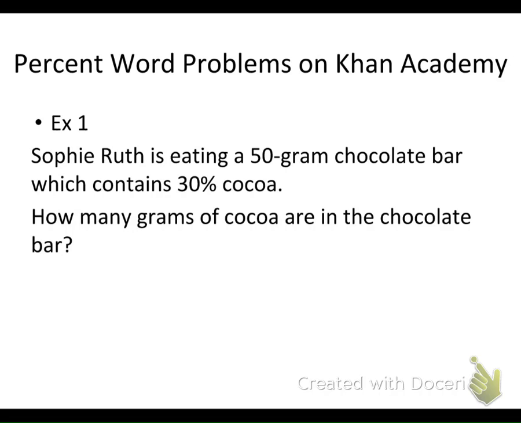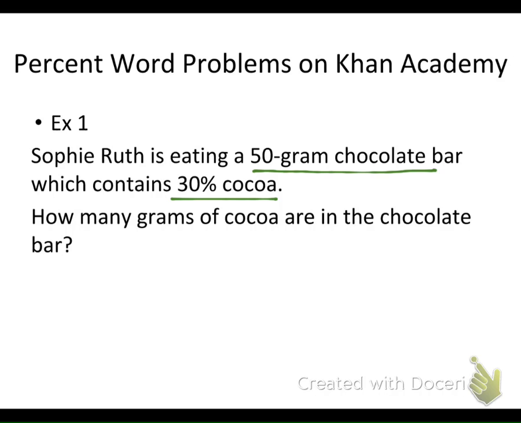Sophie Ruth is eating a 50-gram chocolate bar, which contains 30% cocoa. When I do word problems, I like to underline the information given to me. So she's eating a 50-gram chocolate bar. It contains 30% cocoa. It's wanting to know how many grams of cocoa are in the chocolate bar.